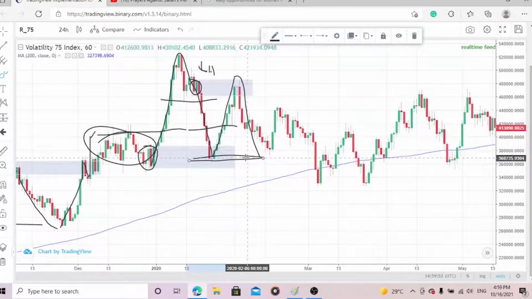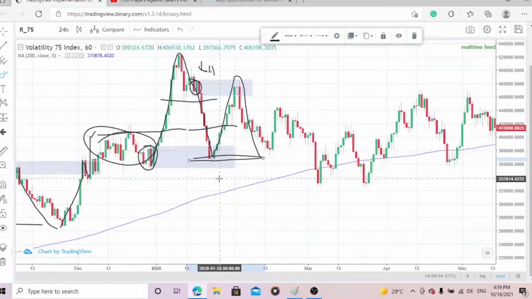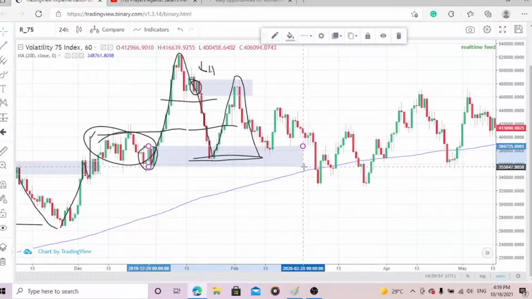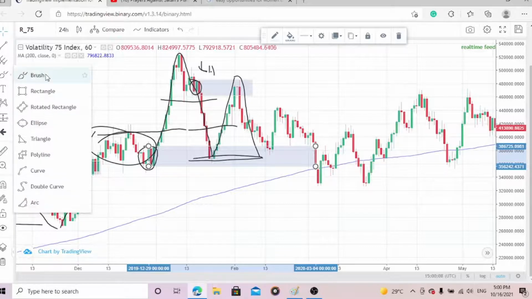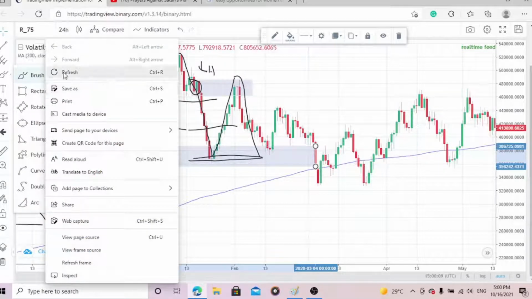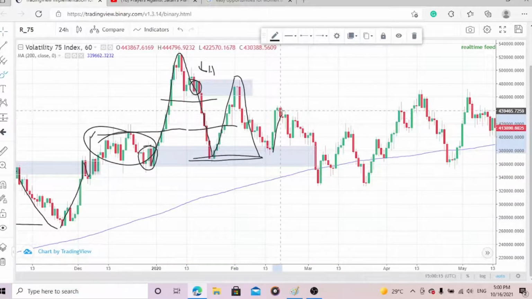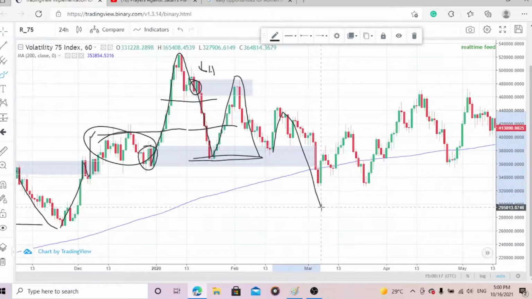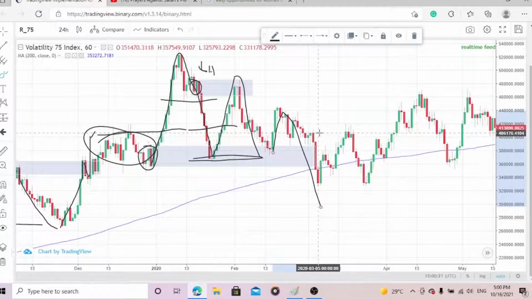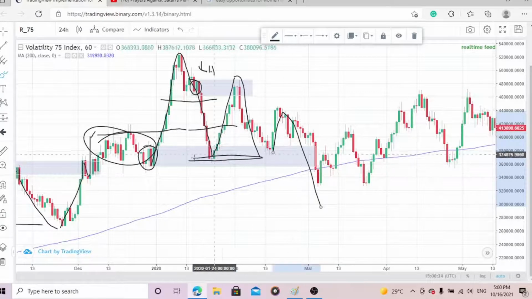So the market reacted again to this order block. You only want to use the order block once or twice, because after it has been used two times, usually it loses its effectiveness. So what happened? The market rejected from this order block again, and then the market broke to the downside. You see, the market has broken below these lows.